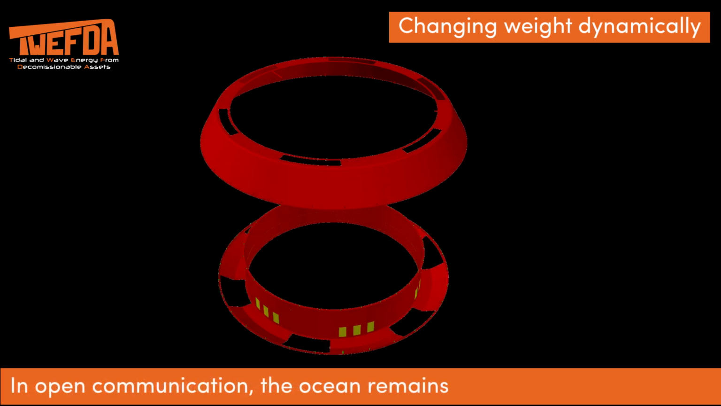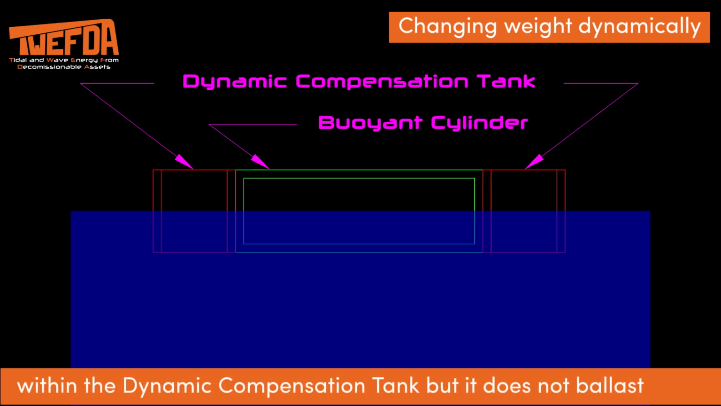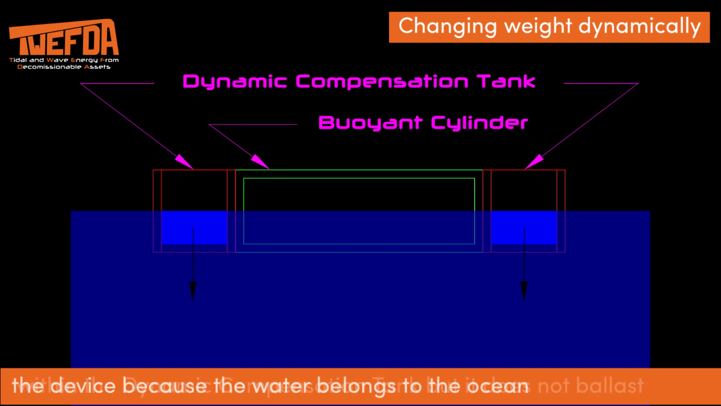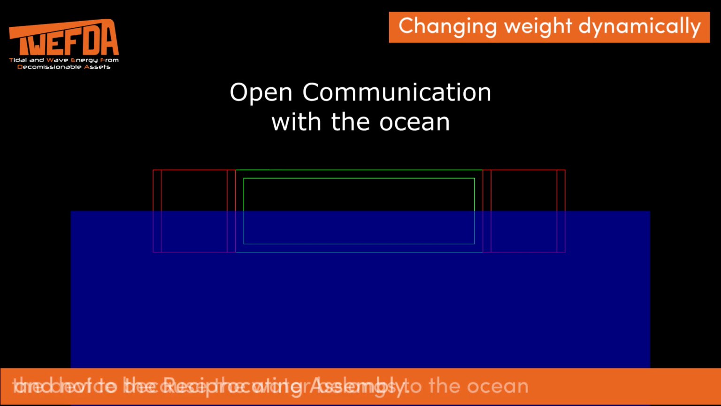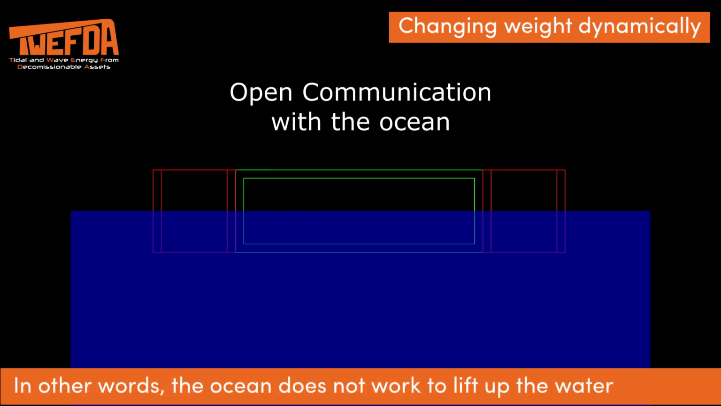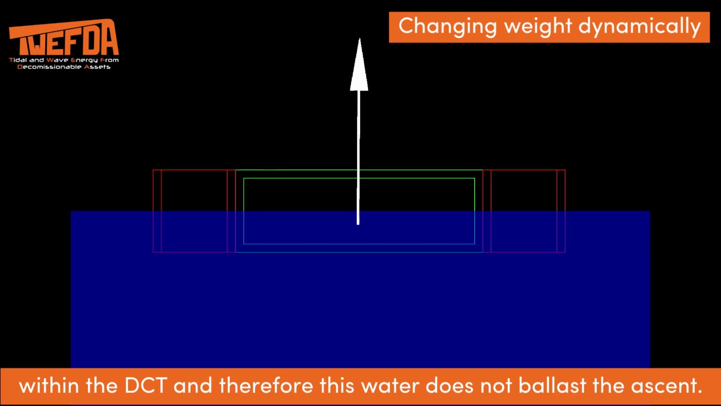In open communication, the ocean remains within the dynamic compensation tank, but it does not ballast the device because the water belongs to the ocean and not to the reciprocating assembly. In other words, the ocean does not work to lift up the water within the DCT, and therefore this water does not ballast the ascent.